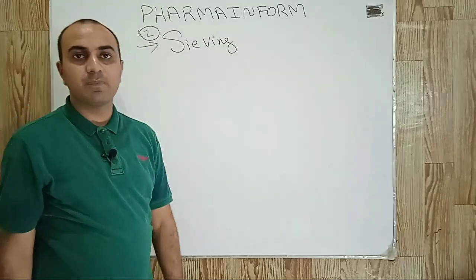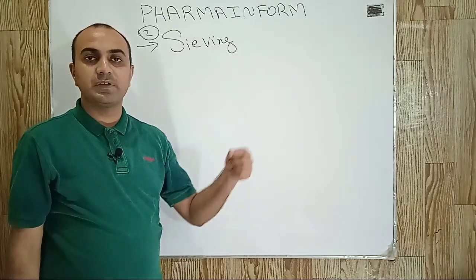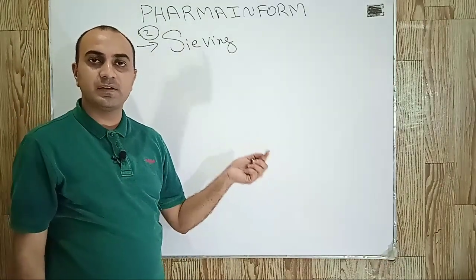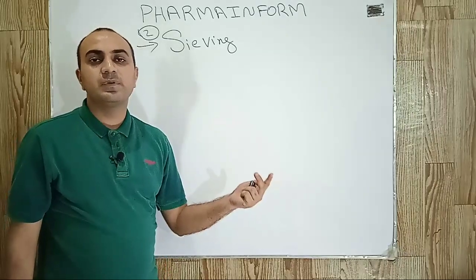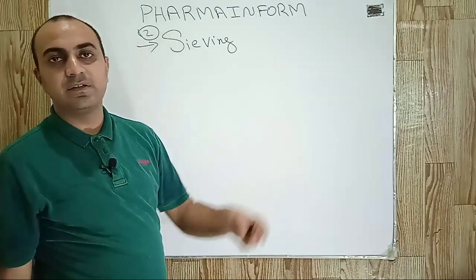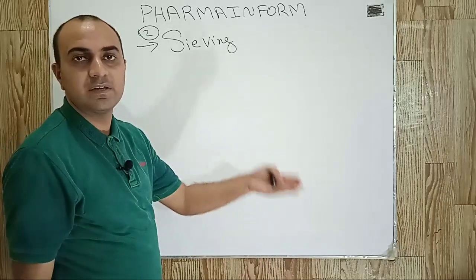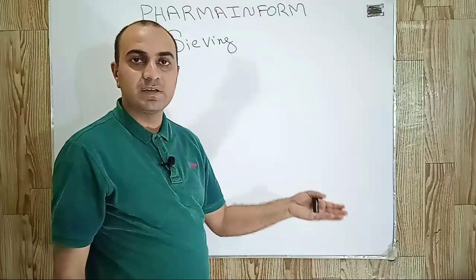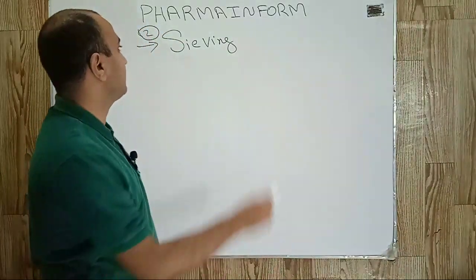Sieving is the second step of wet granulation. A brief recall: the first step was weighing, the second is sieving, the third will be pre-mixing, then kneading, then wet sieving, then drying, then sieving of dried mass, and then the final mixing.